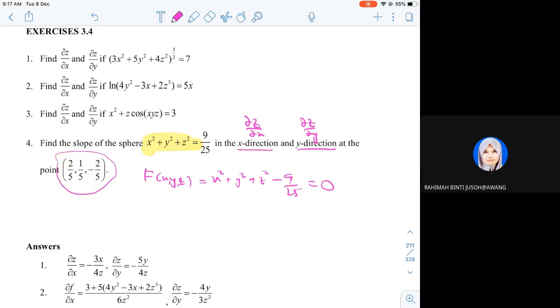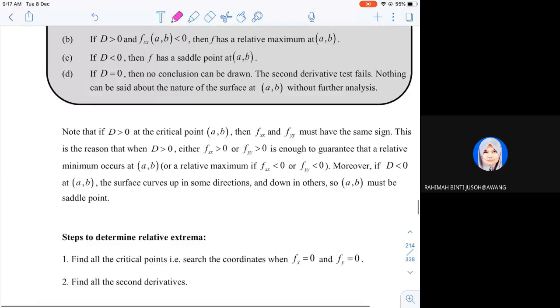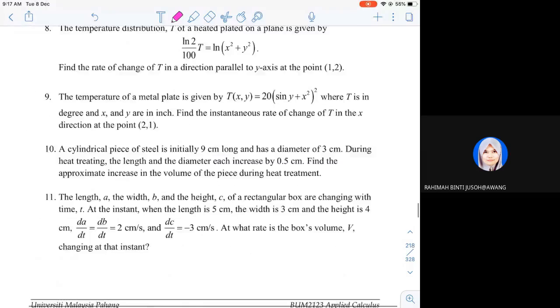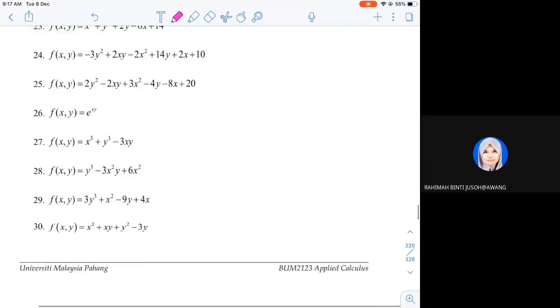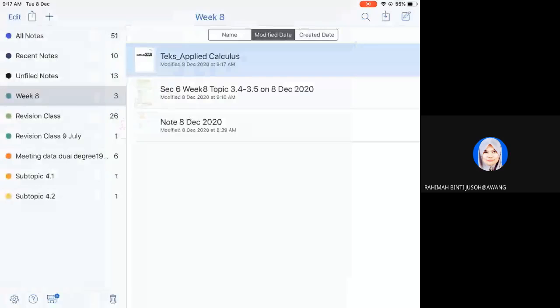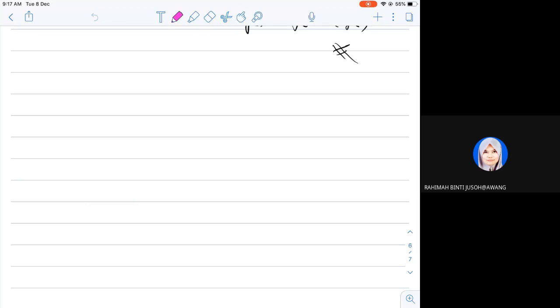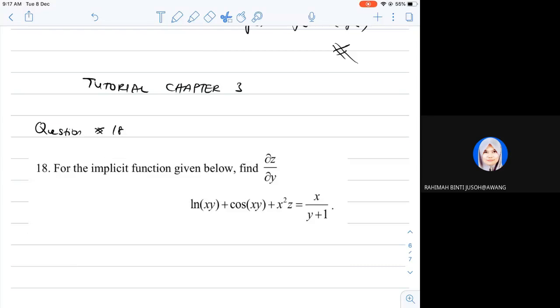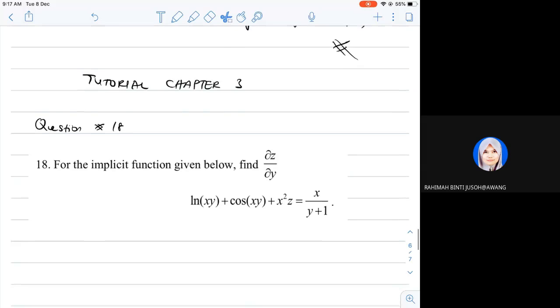Okay, so let's take a look at another question. Kita tengok soal tutorial lah pula. Tutorial chapter 3, kita ambil satu soalan chain rule pula. Implicit differentiation. Okay, this one. Question number 18 saya rasa ni. Implicit kan? Yes. Implicit. Okay. So let's take this question. Tutorial chapter 3. Question number 18. For the implicit function given below, find del z over del y.